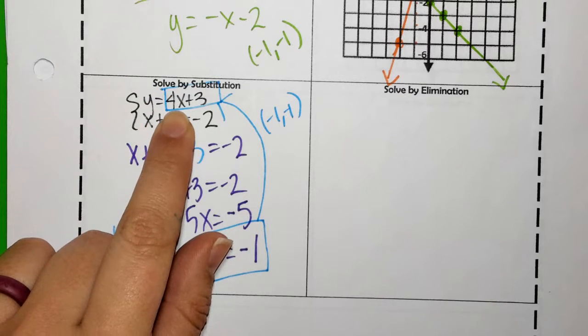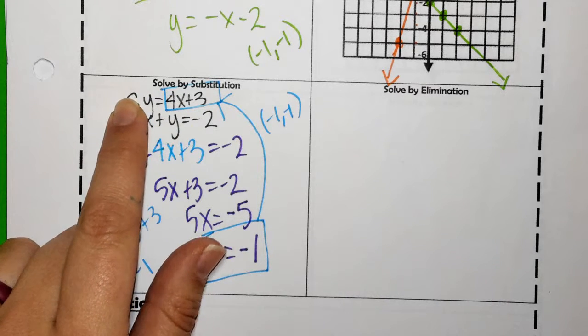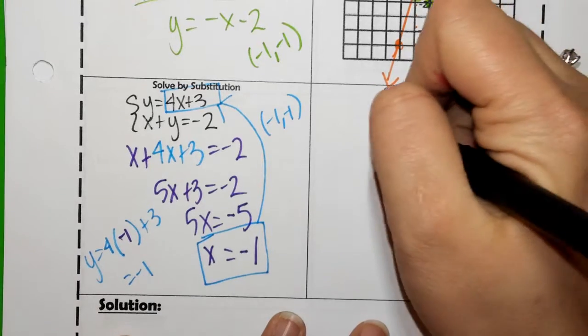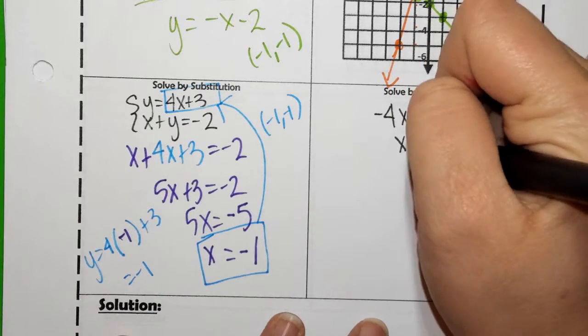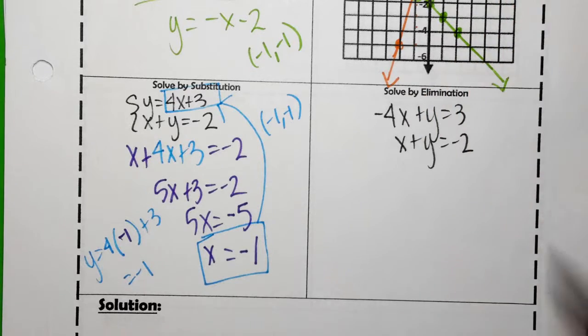So we need to move this 4x over here. How would we do that? Subtract negative 4. You would get -4x plus y equals 3, and x plus y equals -2. Does everybody see where I got that from? Are we sure?